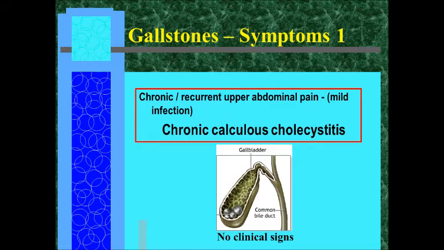Gallstones present in various forms. The most common presentation is chronic recurrent upper abdominal pain, probably due to mild infection. This condition is called chronic calculous cholecystitis. There are no clinical signs associated with this condition.